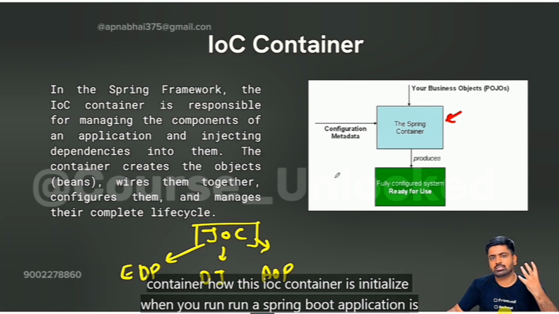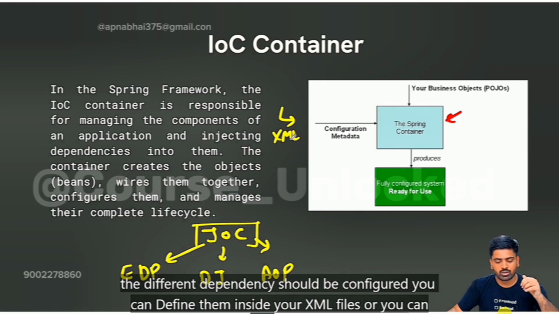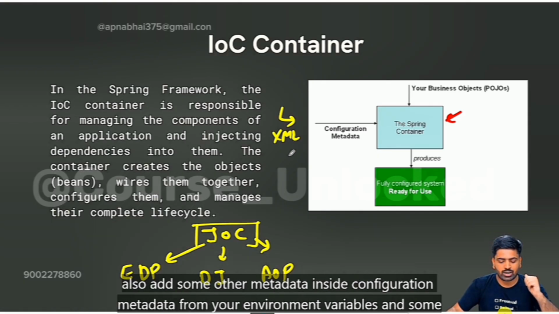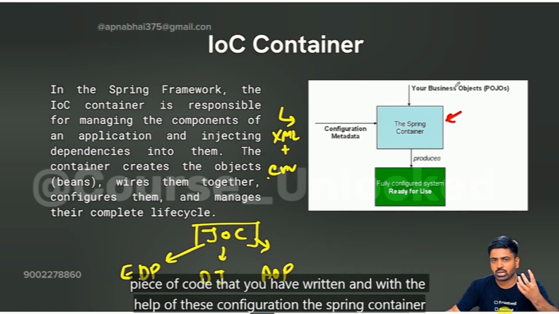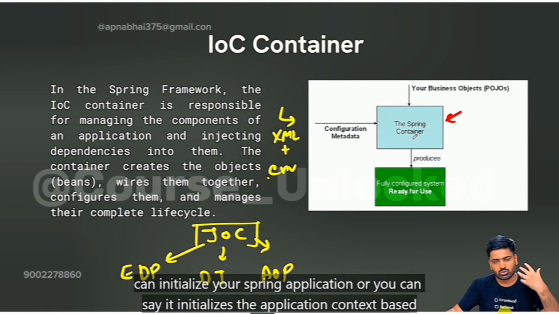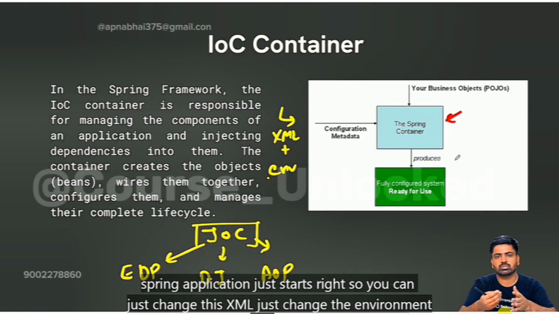This IOC container is initialized when you run a Spring Boot application by configuring your application. You can define your XML files, specifying how the different dependencies should be configured, or you can add other configuration metadata from your environment variables and other property sources as well. And then you have your POJOs. This is the business logic, the piece of code that you have written. With the help of these configurations, the Spring container initializes the application context based upon these two things. Then it injects the dependencies wherever they are required, and your Spring application just starts.